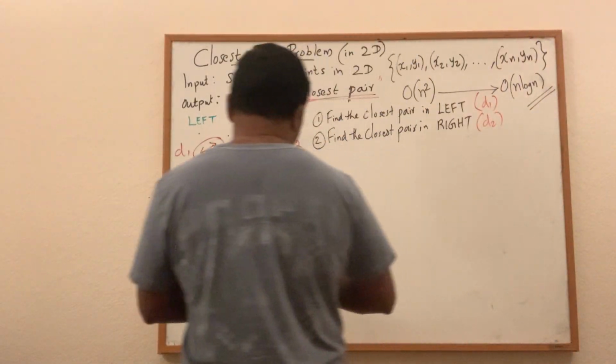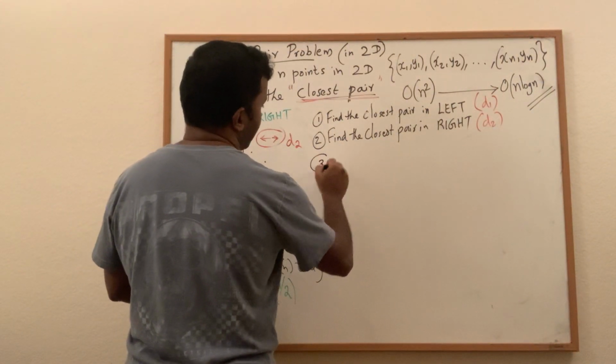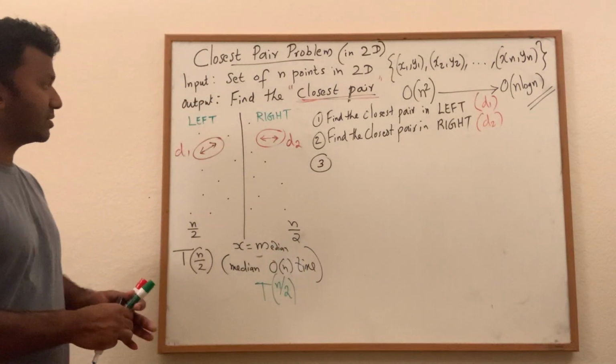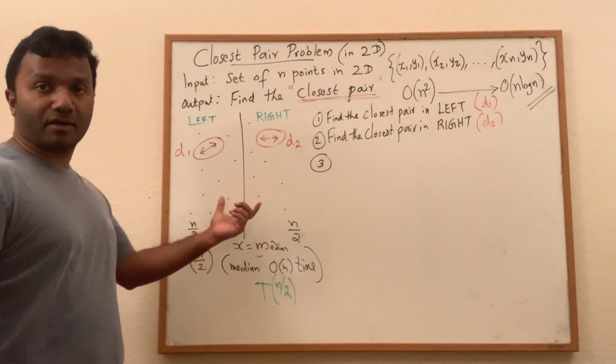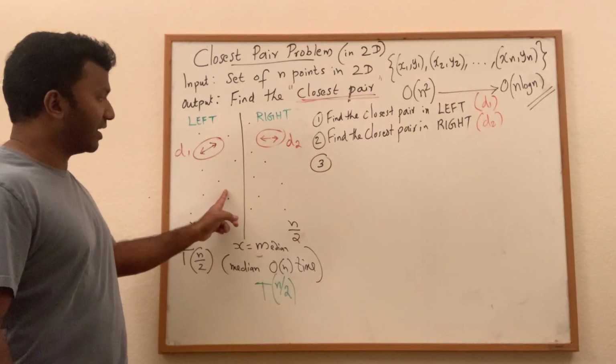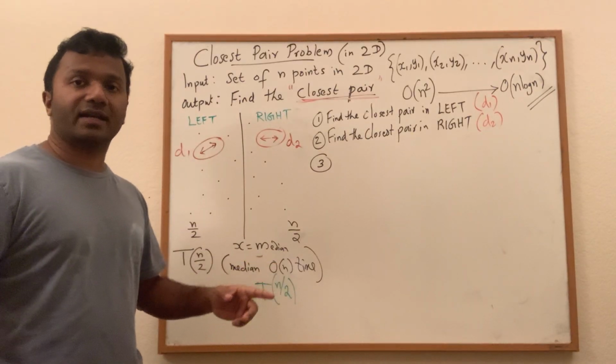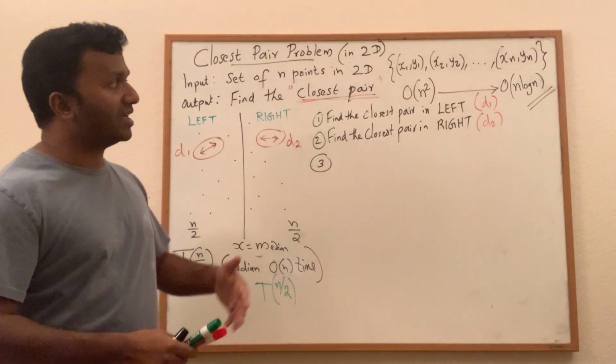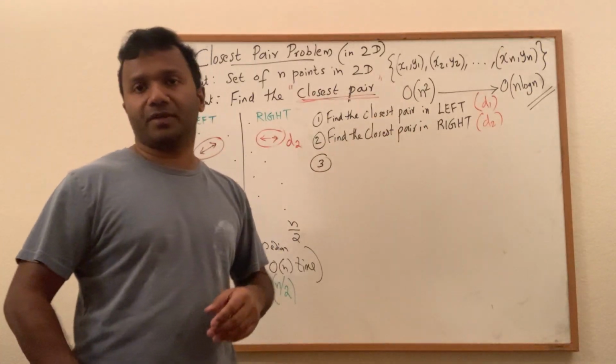Alright, so now what I'm interested to know is whether there is another pair of points such that one is on the left side and one is on the right side, and the distance between them is better than both of them.